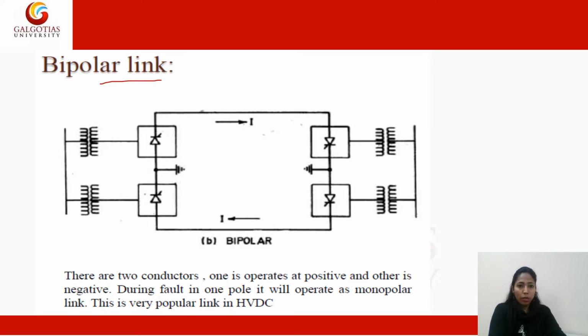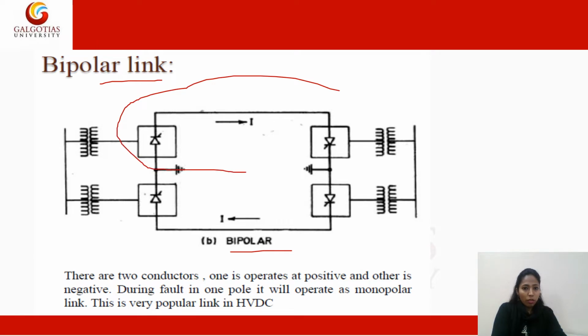Bipolar link: you can see two poles are used here. Two conductors are involved, one operating at positive and the other at negative polarity. During a fault in one pole, it will operate as a monopolar link. This bipolar HVDC link is very popular and mostly used because of that advantage. In any emergency or faulted condition, we can operate it as a monopolar link, with the return conductor being the ground. So we can operate the bipolar link in monopolar form even in a fault.